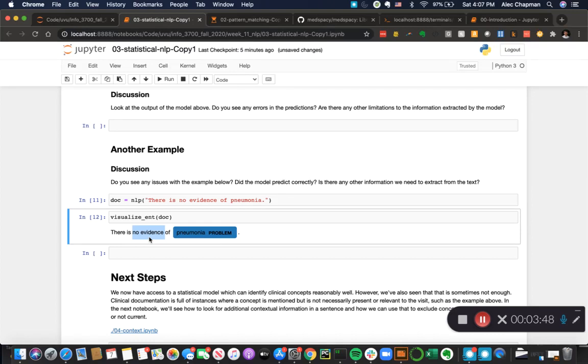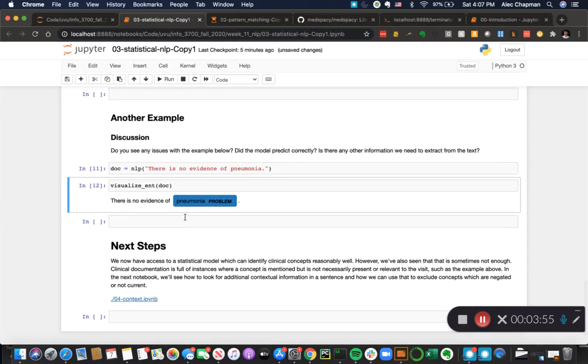So our model doesn't understand that, so we're going to do a little bit of extra work so that we can recognize when concepts are actually experienced by the patient or when they're not. So we will do that in the next notebook. I'll see you there.